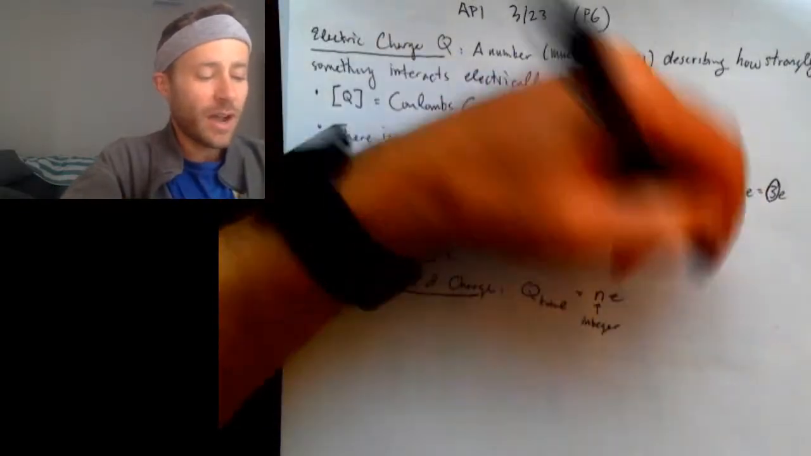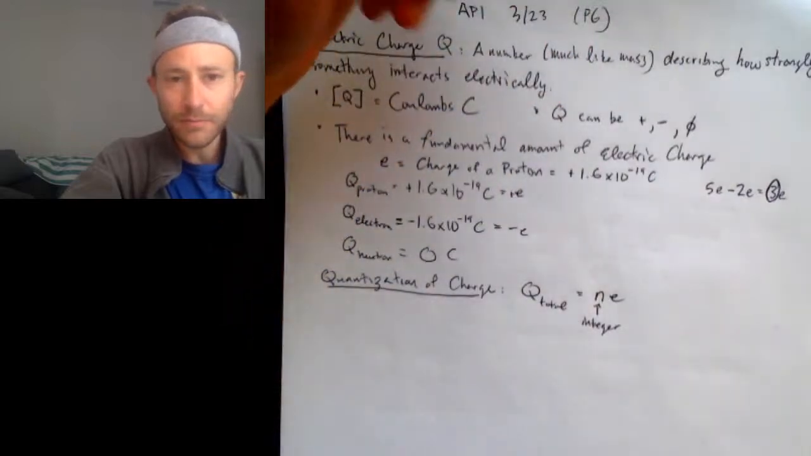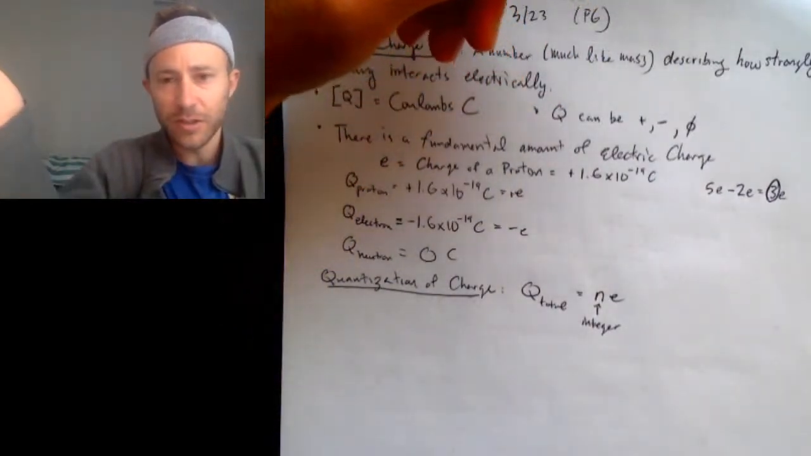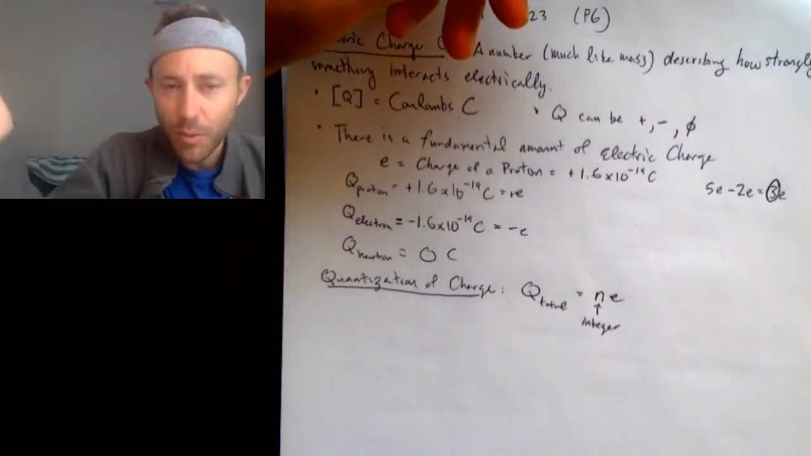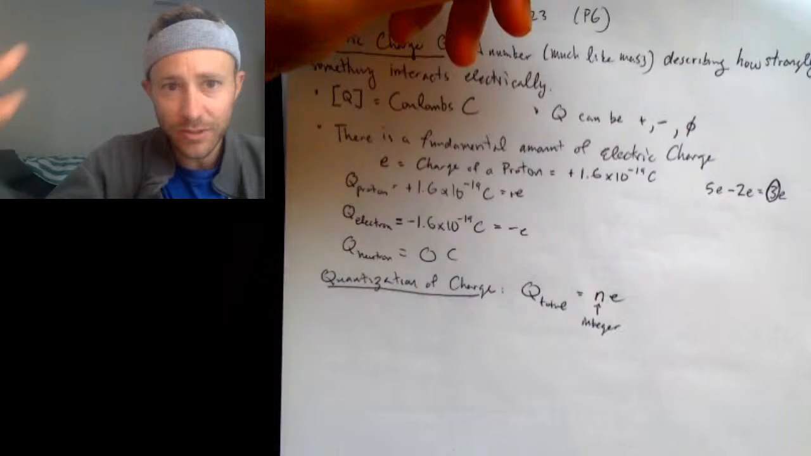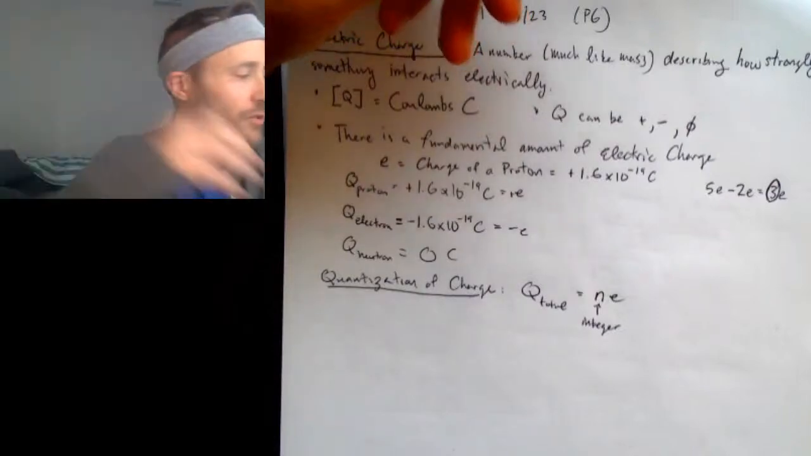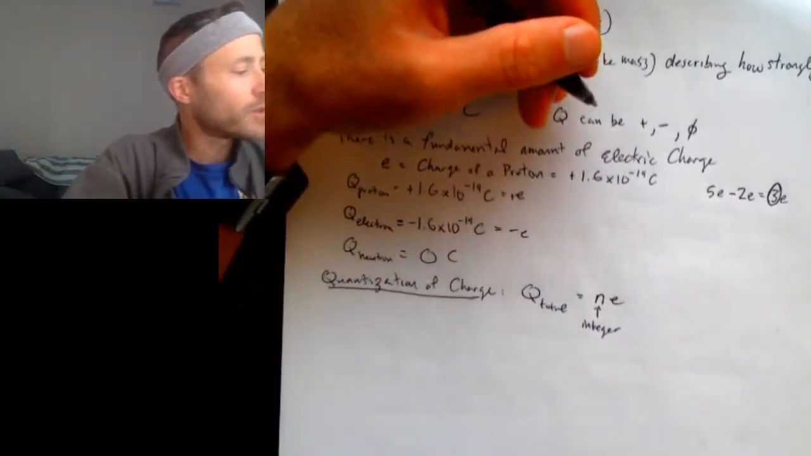So you could have a charge of negative 700e, but you couldn't have a charge of negative 700.5e because that isn't a whole number of fundamental charges, okay?